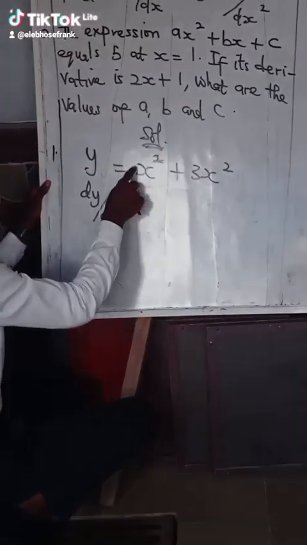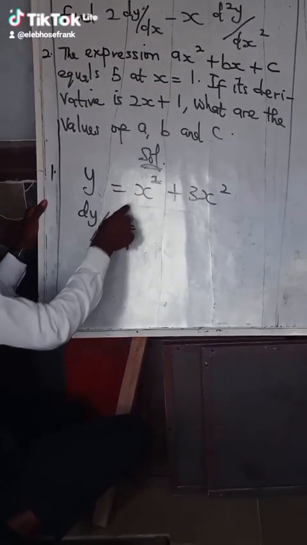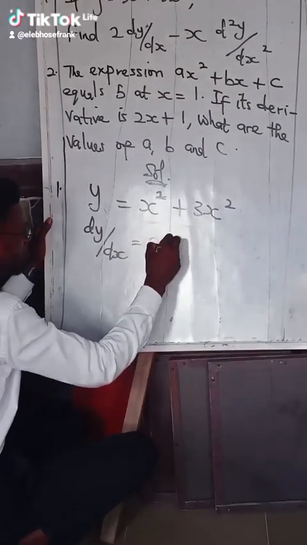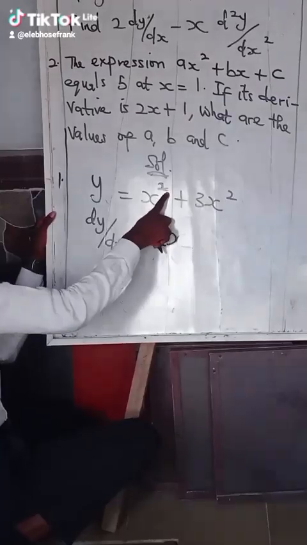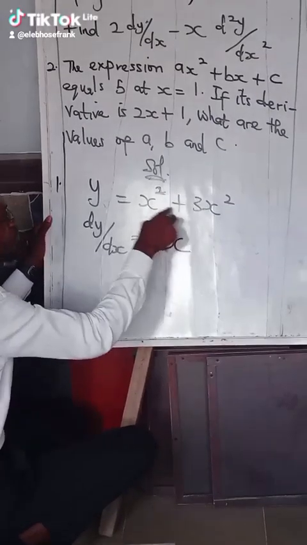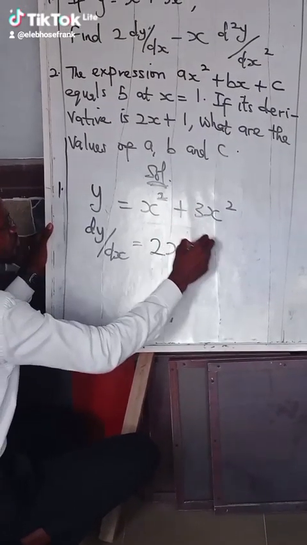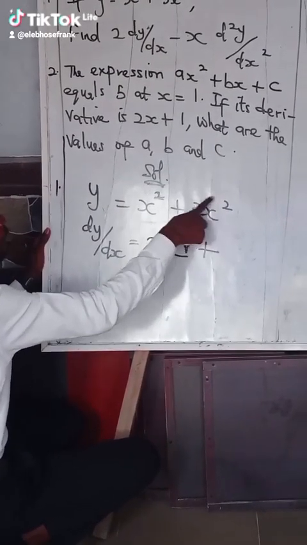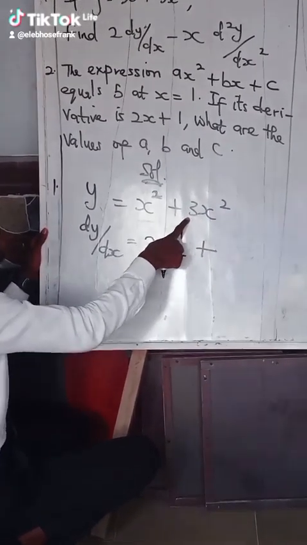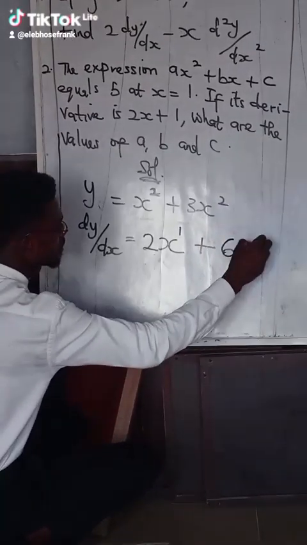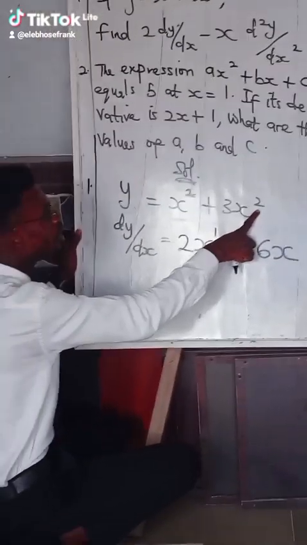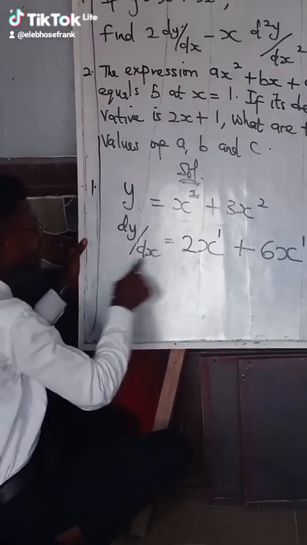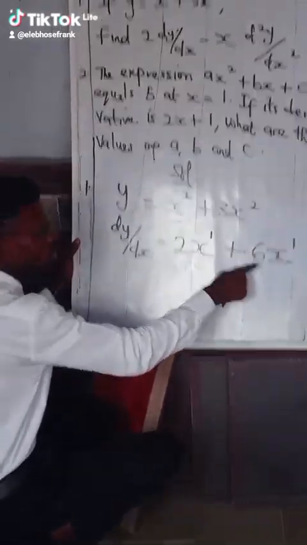So how do we differentiate this? For x squared, the coefficient of x squared is 1. The power 2 we multiply by the 1. 2 times 1 gives 2x. Then I reduce the initial power by 1, so 2 minus 1 gives me 1. Plus the same thing here: the 2 we multiply by the coefficient of x squared, which is 3. 2 times 3 gives 6x, and I reduce the power by 1, 2 minus 1 gives 1. So the first order derivative dy/dx is 2x plus 6x.